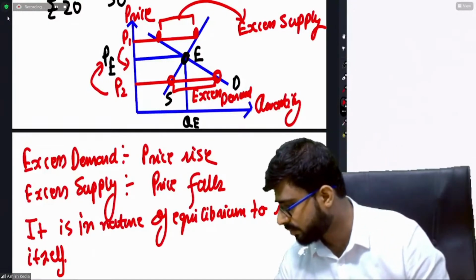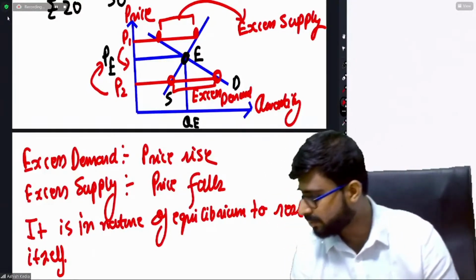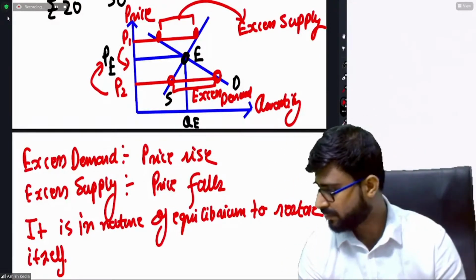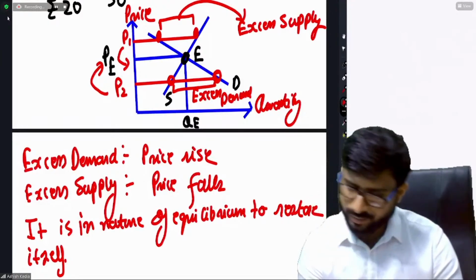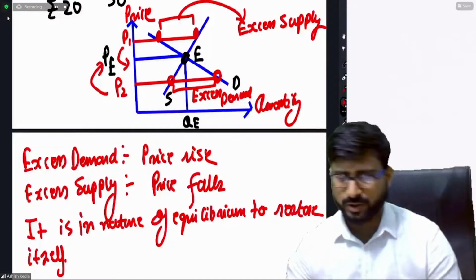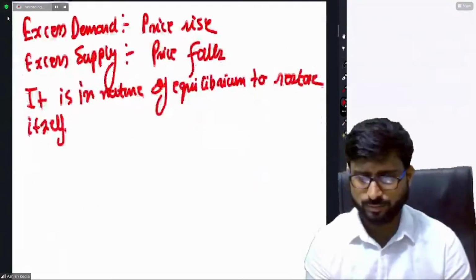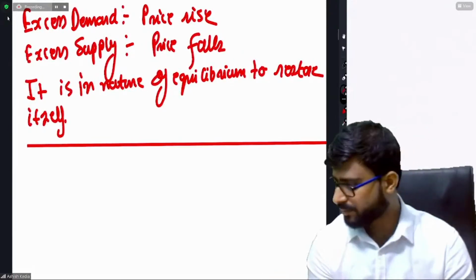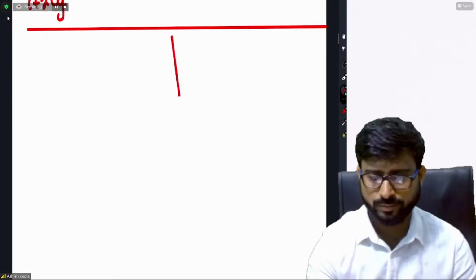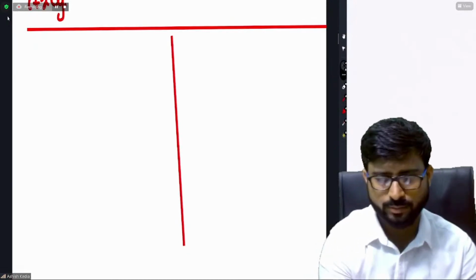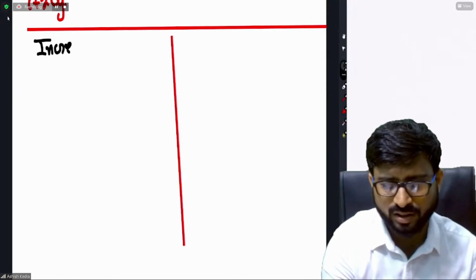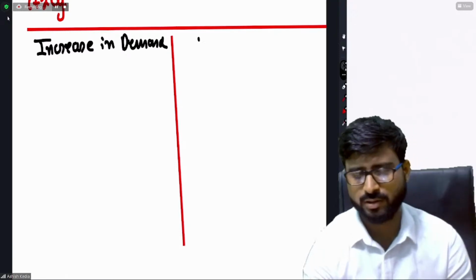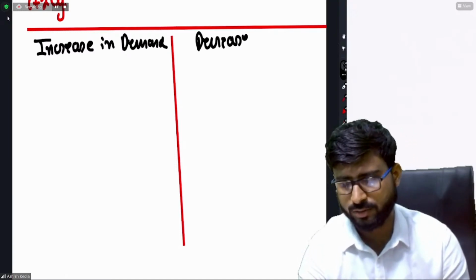Come on. Correct. You all have noted this much down. Great. Very good. Now, friends, you all know reasons behind increase in demand and decrease in demand. Yes or no?